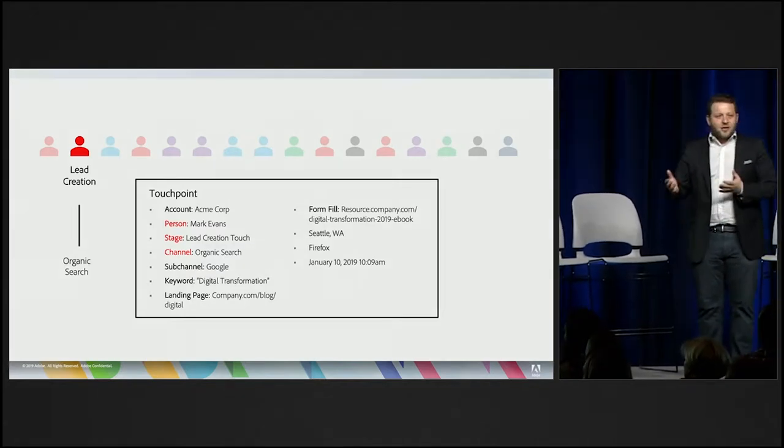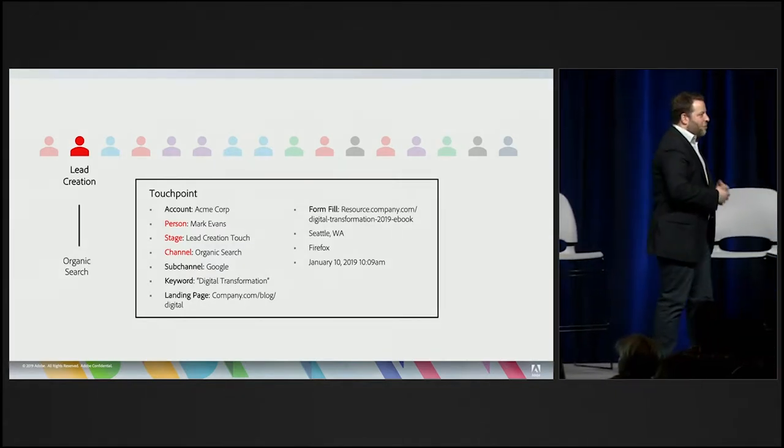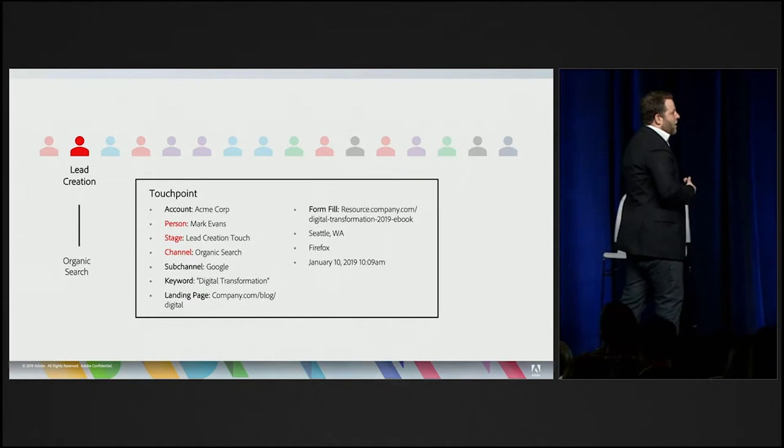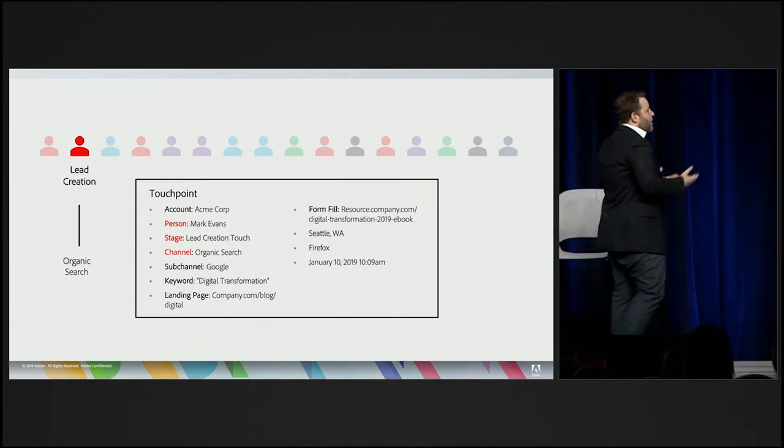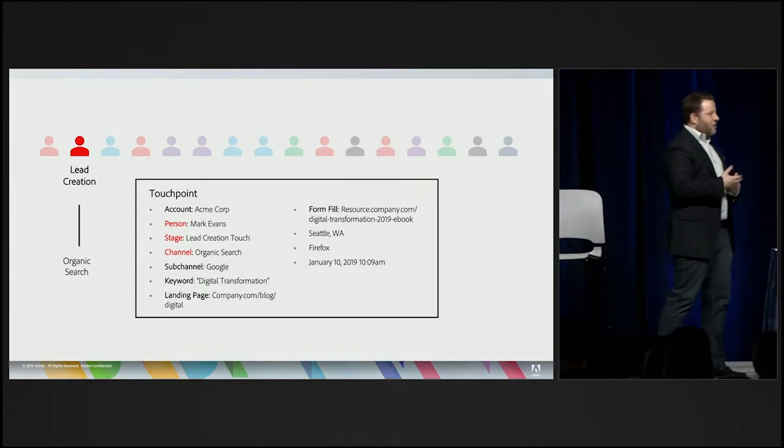The second thing that's critical is understanding the stage. Where did this happen in the journey? What was the position at which it happened? Because that helps you understand what the value was. And the third is, what channel did it occur in? Where are we actually engaging and finding value?